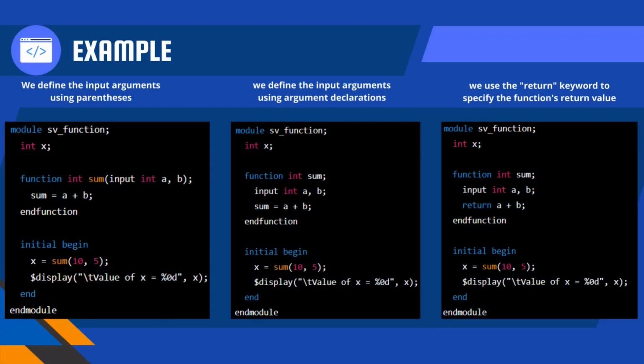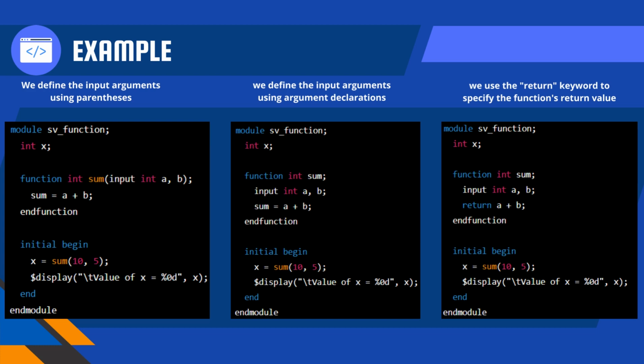Let's take a look at some function examples. In this first example, we create a function to add two integer numbers using parentheses to define the arguments. In the first code example, we create a function named sum that takes two integer arguments a and b. Inside the function, we add these two arguments together and assign the result to the function name sum.